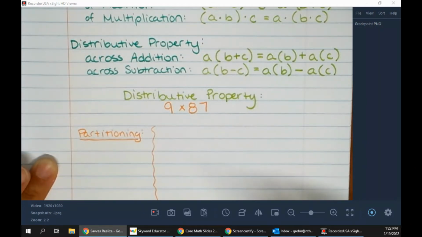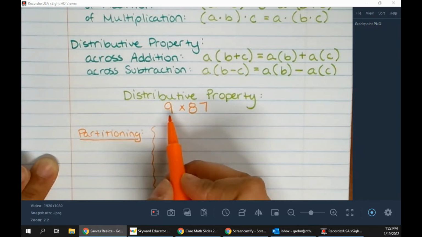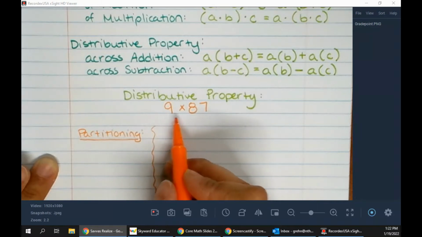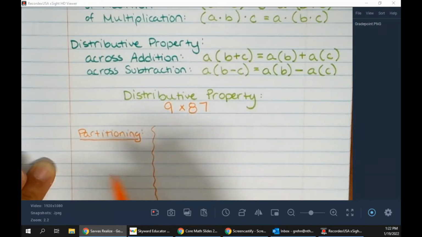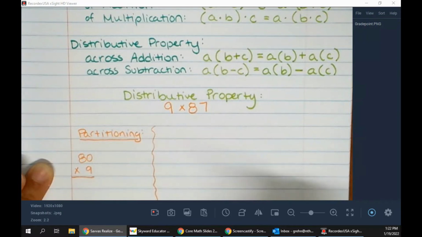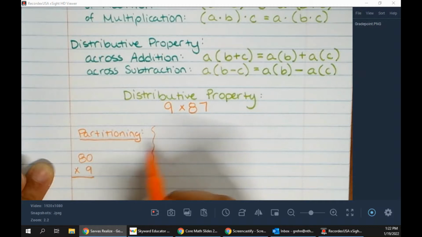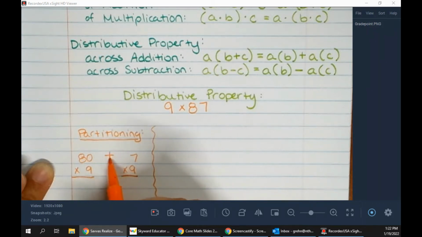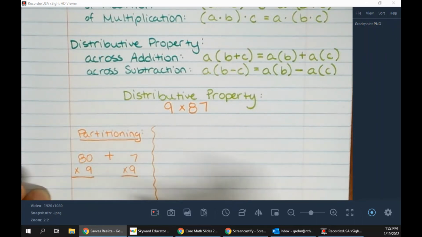So partitioning is where we break the problem up and make it into easier problems. So instead of just doing 9 times 87, sometimes what people do is they say, well, instead of 87, I could treat that as 80 and make that a little bit more mental math and multiply it by 9. And then I could take my other 7 that I have and also multiply that by 9 and add those two products together. So this makes it more mental math.